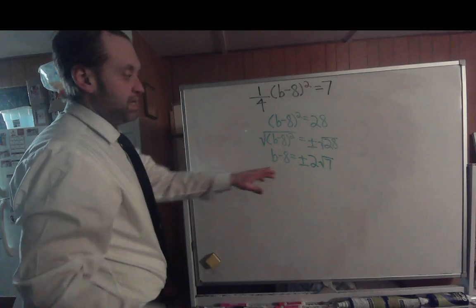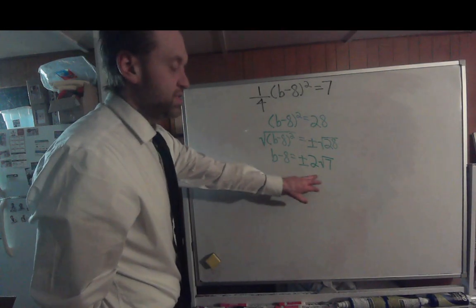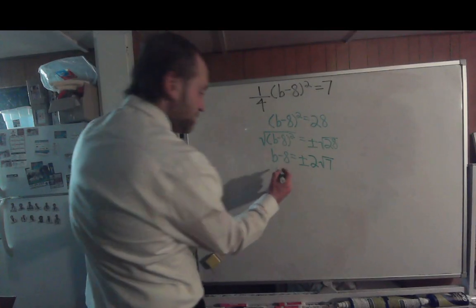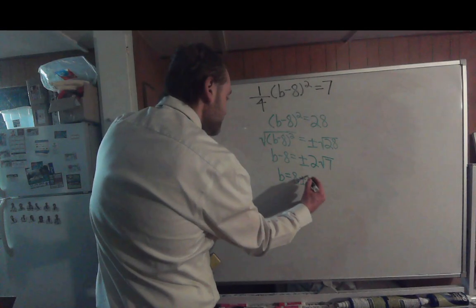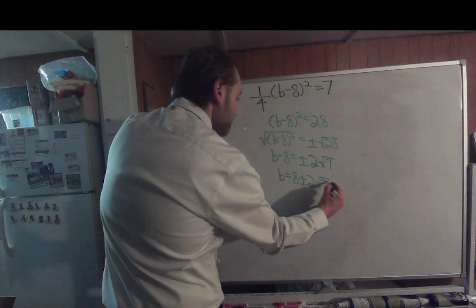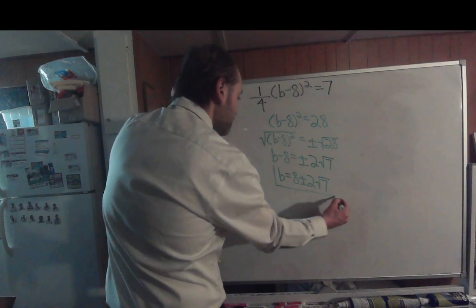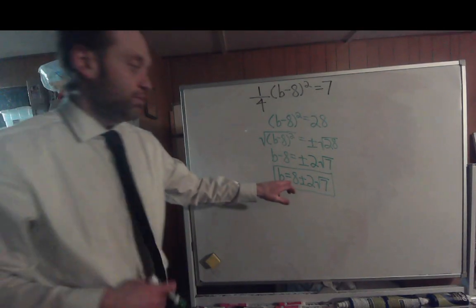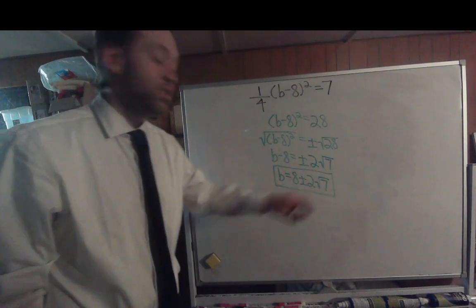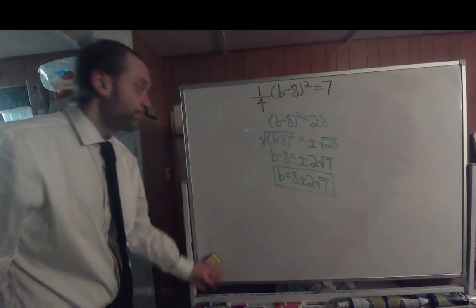So now you have b minus 8 equals plus and minus 2 times the square root of 7, or simply put, b equals 8 plus and minus 2 times the square root of 7. So your two solutions for b are that b equals 8 both plus and minus 2 times the square root of 7.